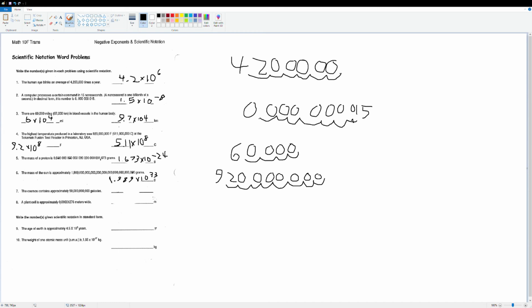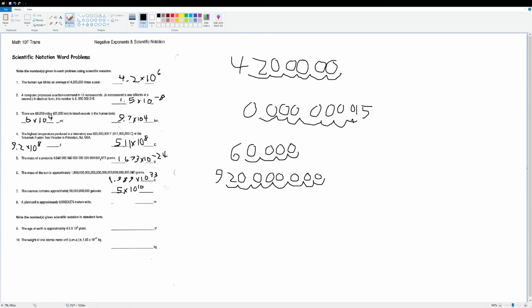The next one: the cosmos contains 50 million galaxies. So we're just going to take the number here and we'll move it over. We have 3 sets here plus 1 more, so it's going to be 10. So we'll write it out as 5 times 10 to the 10th is the number of galaxies in the cosmos.